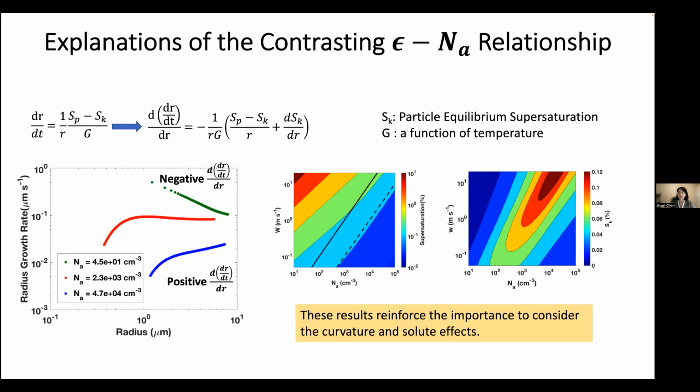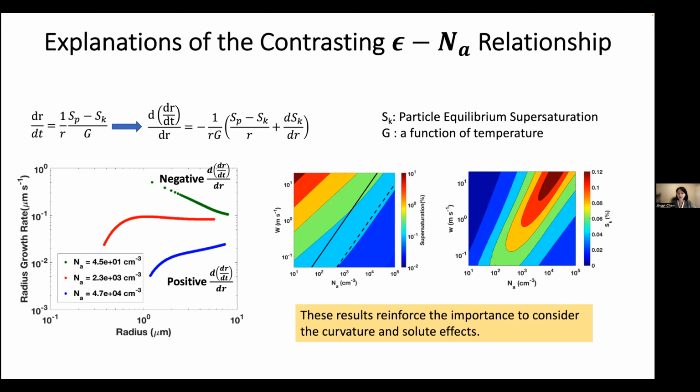Here, R is the particle radius, and SP is the parcel supersaturation. SK is the equivalent particle supersaturation close to the droplet, taking care of the curvature effect and the solute effect from the Kohler theory for the cloud droplet. And G is a function of the temperature and the pressure. Usually these factors influence the dR/dt less than the radius and the supersaturation.